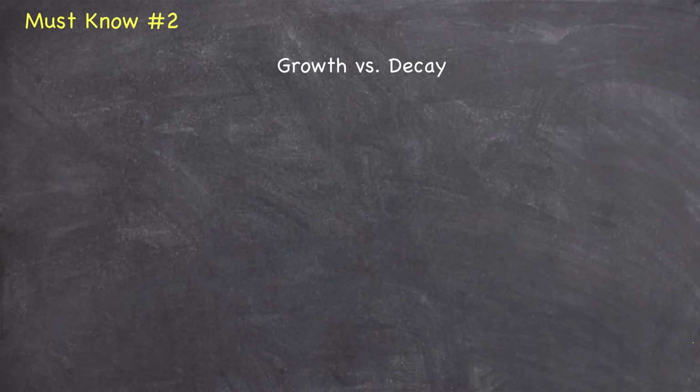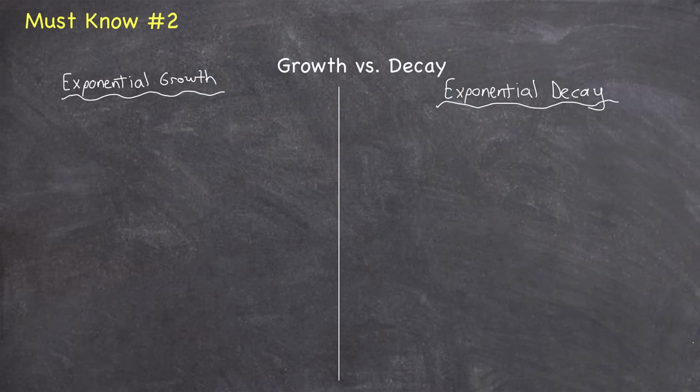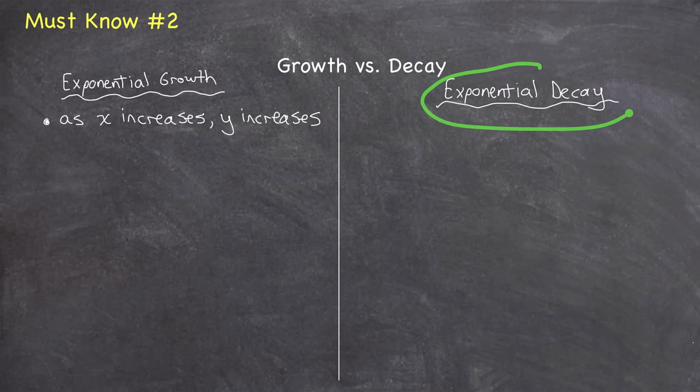Must know number 2. Exponential growth versus exponential decay. We'll start with exponential growth. Exponential growth just means we have an exponential function that is increasing. And a function that is increasing means that as x increases, y also increases. That just means in general, the function is going up to the right. And exponential decay means we have an exponential function that is decreasing. And a decreasing function is a function that as x increases, y is decreasing.